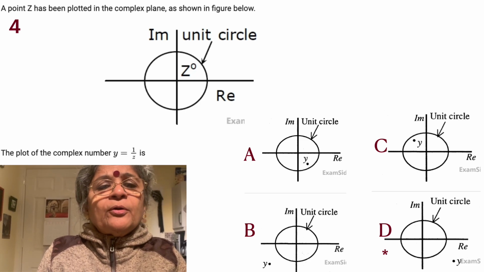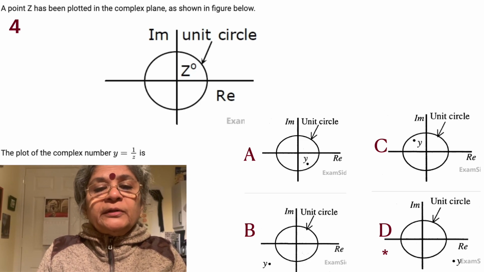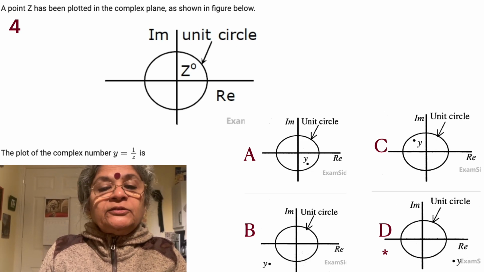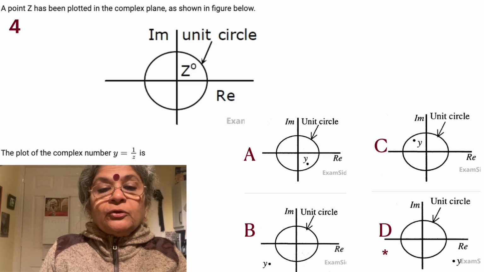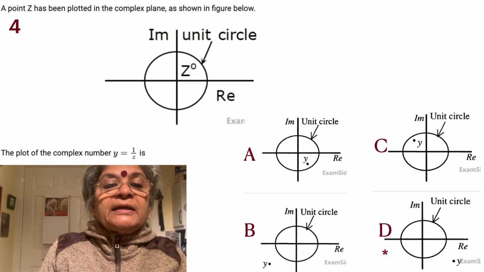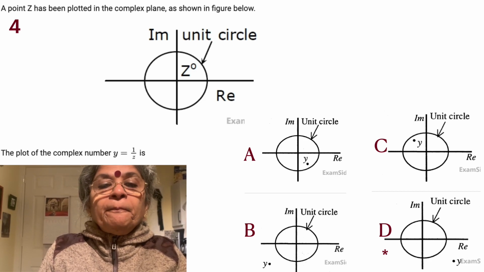Point Z has been plotted in the complex plane. So we should have looked at the picture first. What do we have there? Yes, point Z has been marked, and that's a 0. Because a 0 is shown, so it's a 0. It's not a pole.